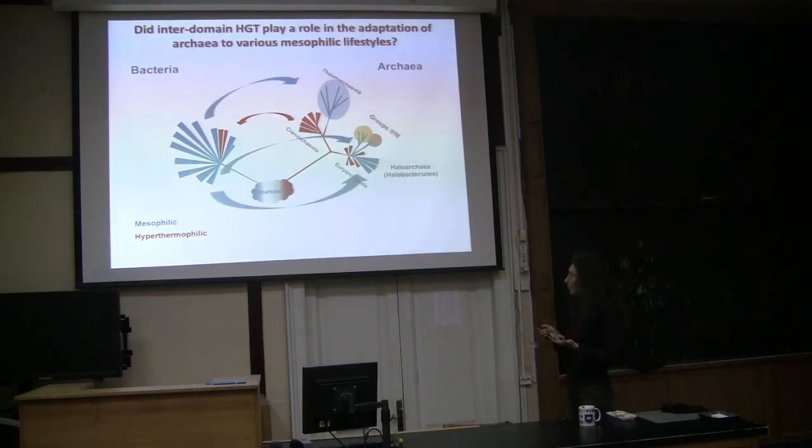it is likely, or this is the hypothesis that we would like to put forward, that the reverse is true for archaea, and that archaea independently adapted secondarily to mesophily from a hyperthermophilic ancestor by gaining genes from bacteria that favor the adaptation or facilitated the adaptation to a series of lifestyles that are more frequent in low temperature environments or in mesophilic environments in general.